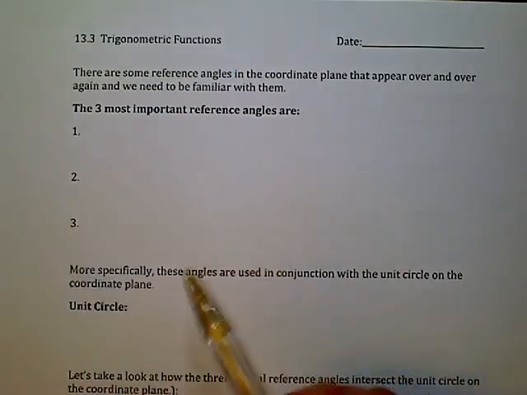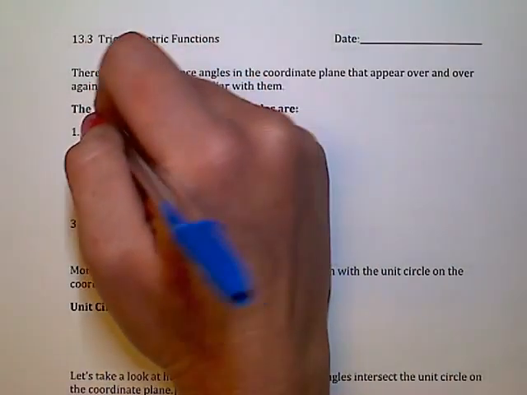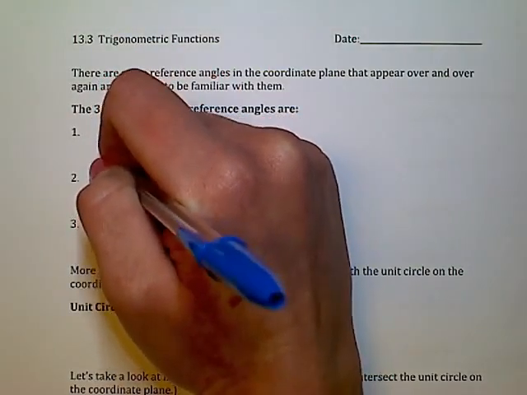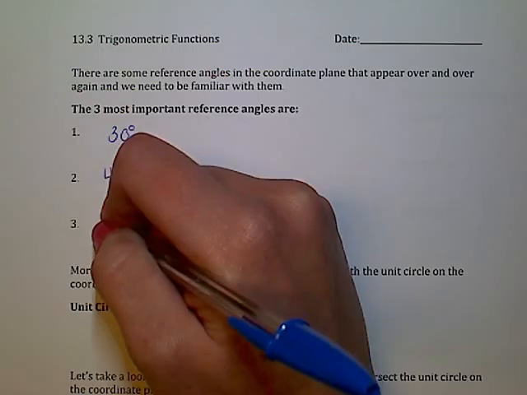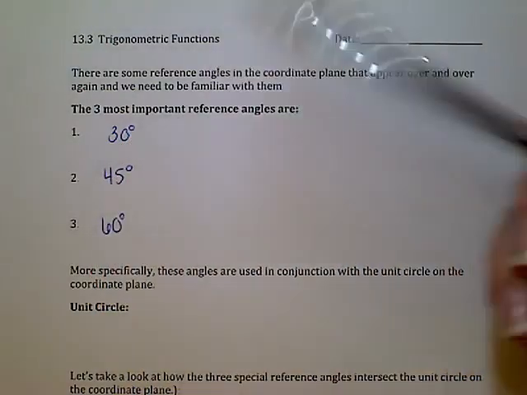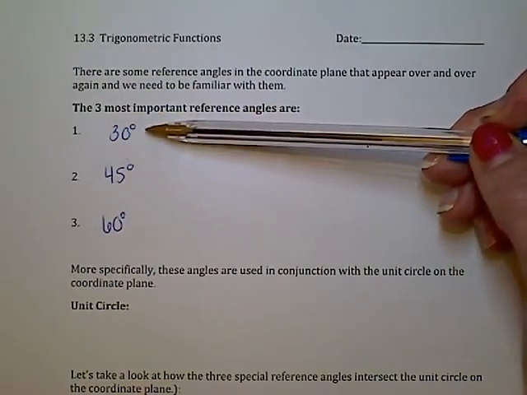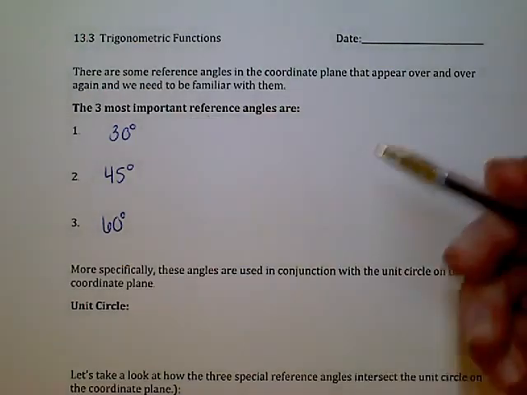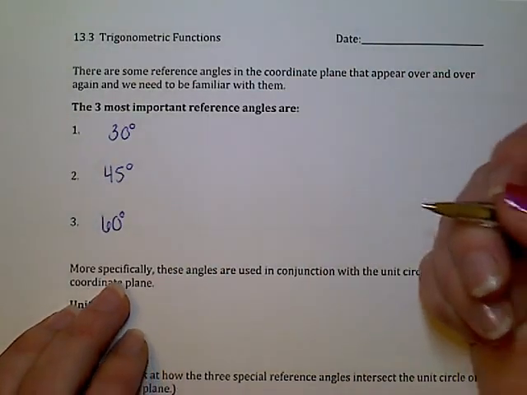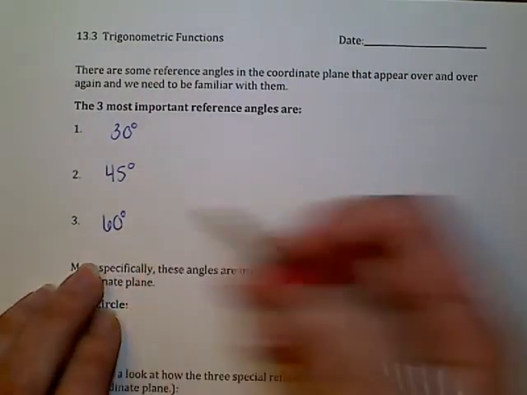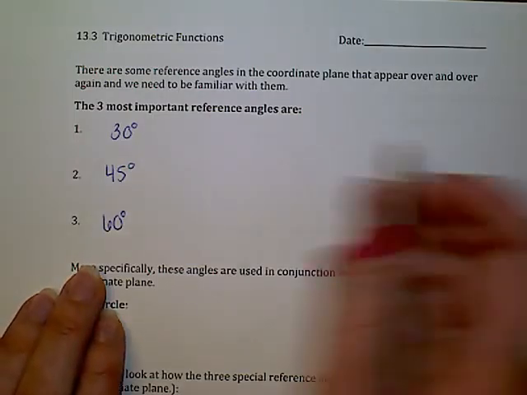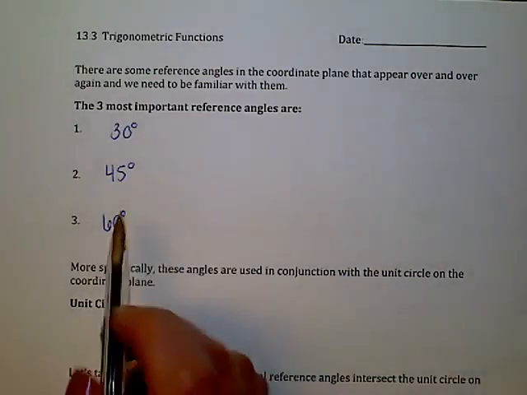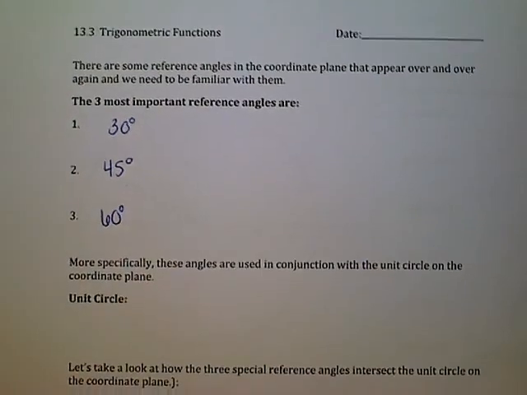There are three very, very important reference angles. The first is a 30-degree angle. The second is a 45, and the third is a 60. A lot of times in trig, we see these three angles occur quite frequently, and it's because of the 30 and the 60. They come from a very special triangle. It's called the 30-60-90 triangle, and that's used in math a lot. And the 45-45-90 triangle is another triangle that we see quite frequently. So 45 degrees sort of becomes associated with that triangle.